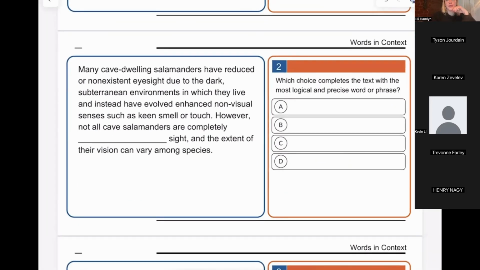So we're dealing with salamanders here. Read through the passage and then either pop in the chat what you think the context clues are here, or if you're ready to do both steps on your own, then come up with your own anticipation. You're all doing super well.